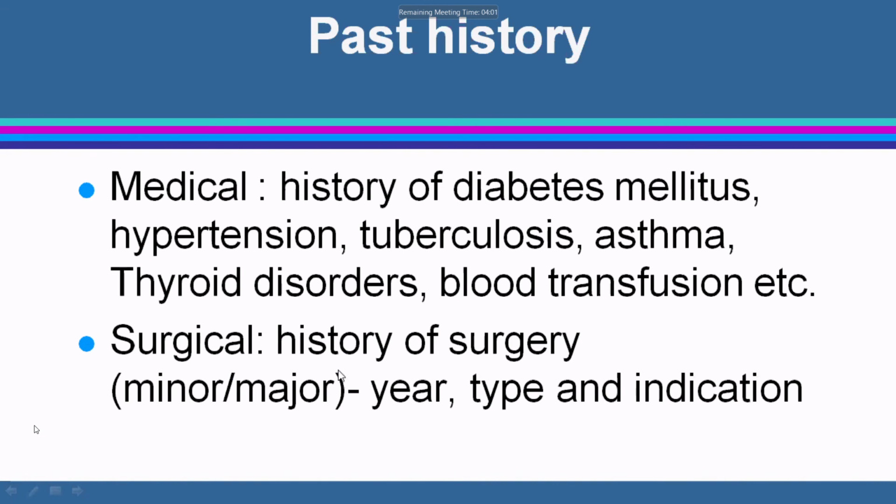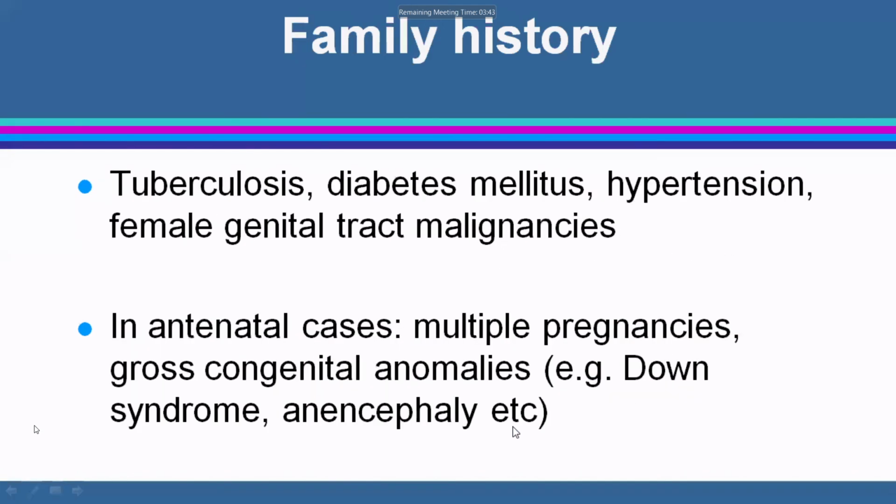And surgical history means history of surgery, whether it is minor surgery or major surgery. When did that occur? What was the type of or name of surgery, and what was the indication of surgery? Okay, not only gynae surgeries, it means all the surgeries from head to toe. In family history, you have to ask about tuberculosis, diabetes, hypertension, because they can be hereditary, and also ask about female genital tract malignancy. And the question is, who is the family of that woman? That is first degree relative of her maternal family only, okay, not the husband's family.